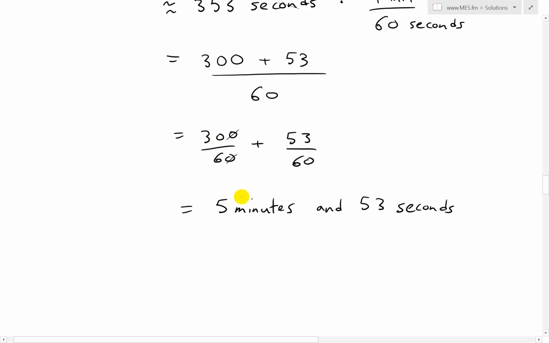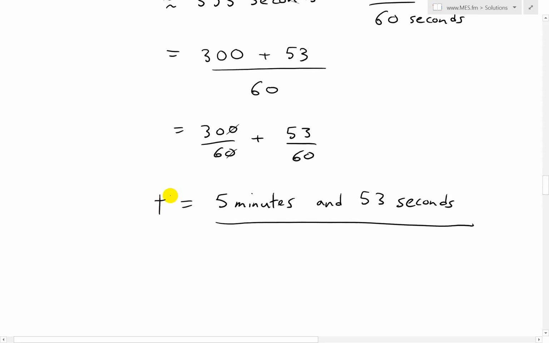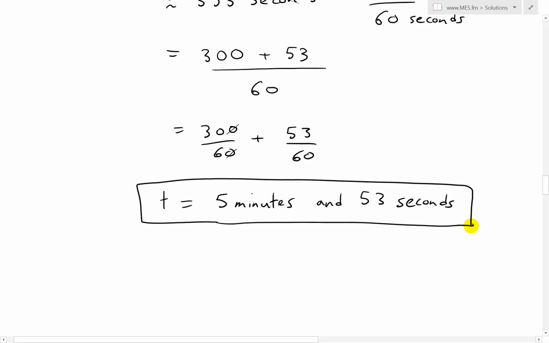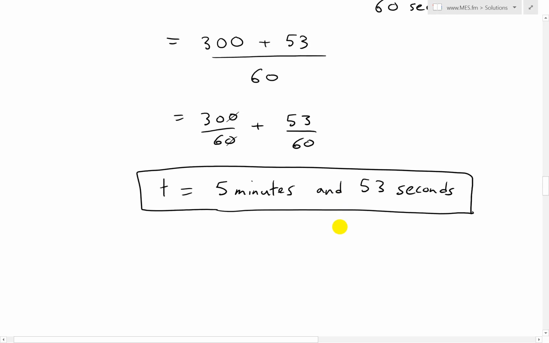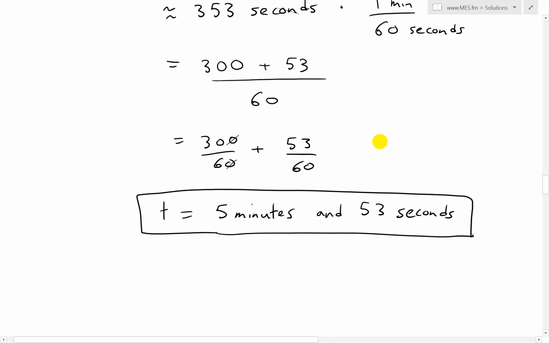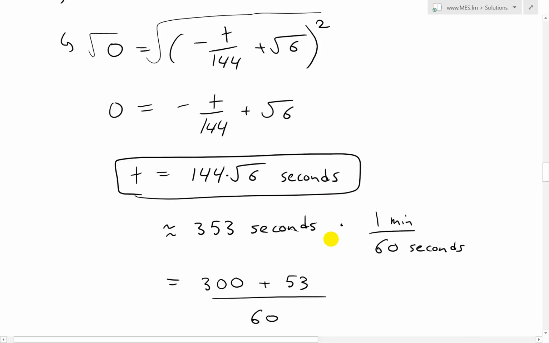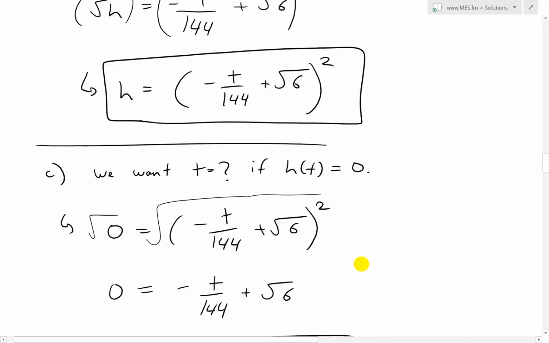So I'll just write t is equal to 5 minutes and 53 seconds. And this is an easier way to understand how long it takes to drain, as opposed to just saying 353 seconds. Converting this to minutes and seconds, it's 5 minutes and 53 seconds. This is something we're more familiar with. So the tank will drain after 5 minutes, almost 6 minutes.